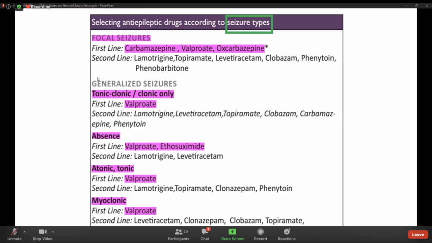Then for generalized seizure, most of the drug given is valproate. It includes tonic-clonic only, then absence seizure, tonic seizure, and myoclonic. For second line, most of them use lamotrigine, except for myoclonic seizure, where levetiracetam and clonazepam are second line.